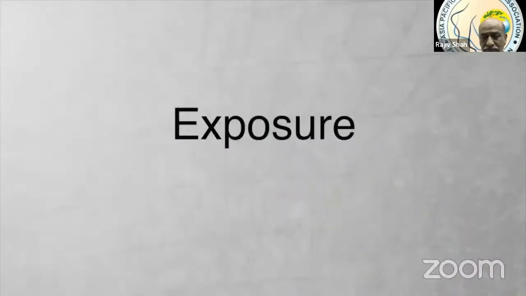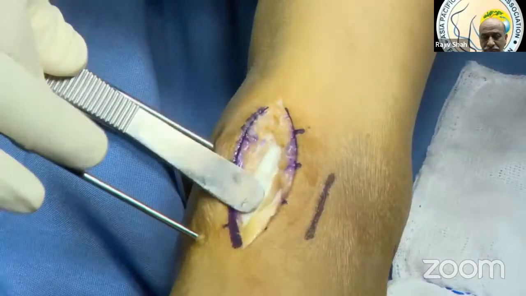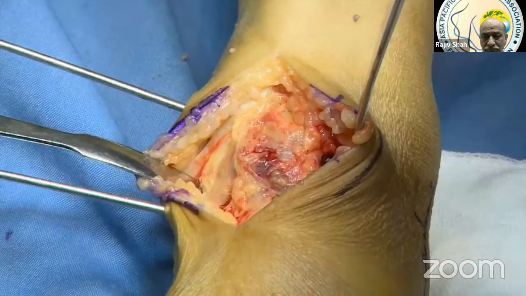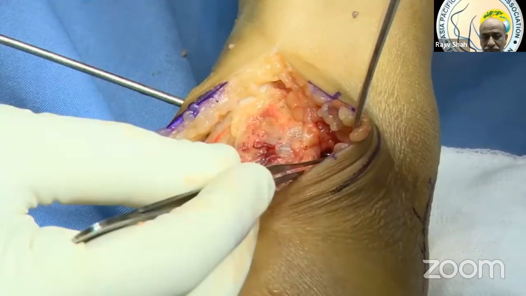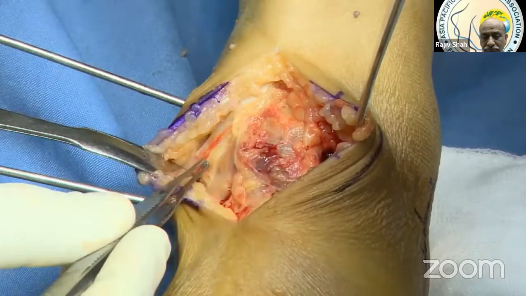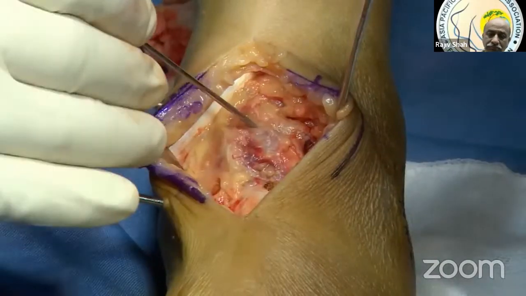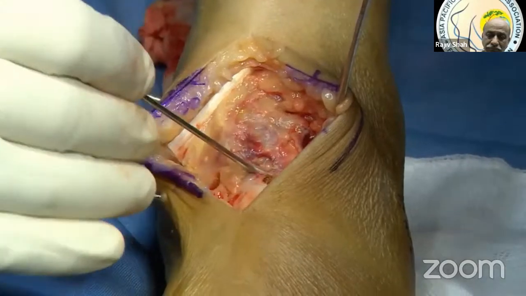Deeper dissection exposes the tendon of tibialis anterior, which needs to be retracted and preserved. Once you retract this tendon, the whole fracture is exposed from the lateral to the medial aspect. Identification of the talonavicular and navicular cuneiform joints is done with a K-wire.